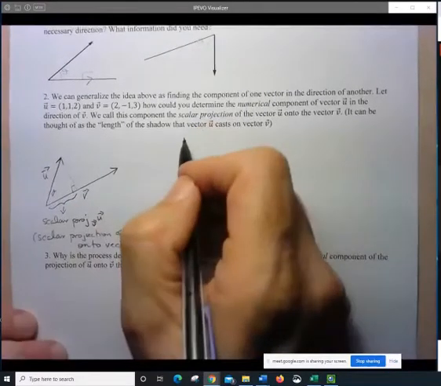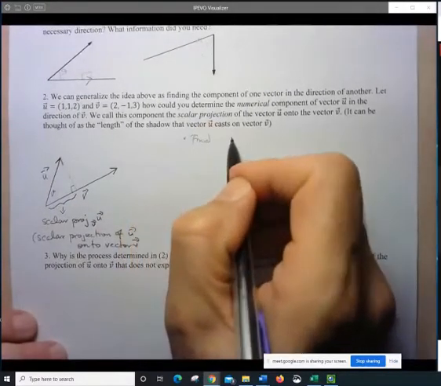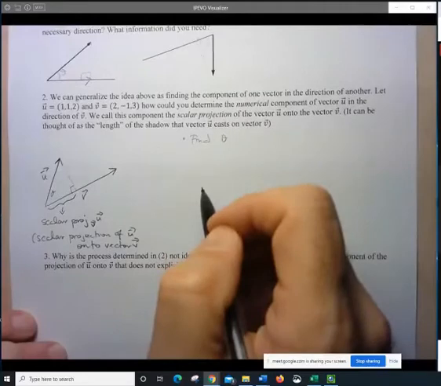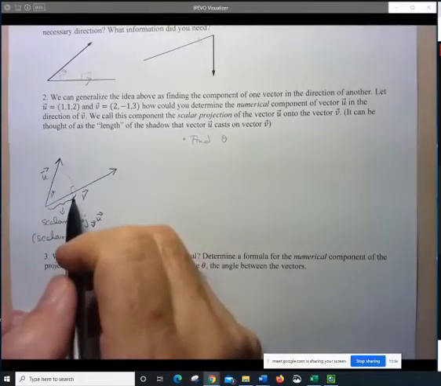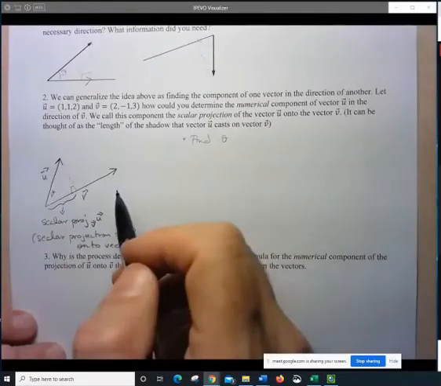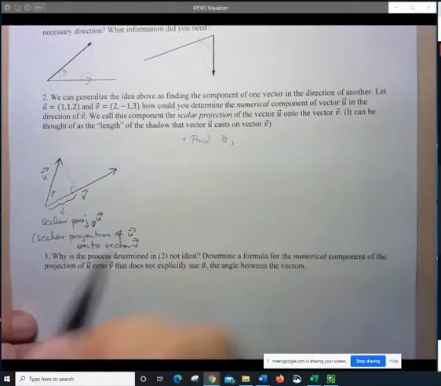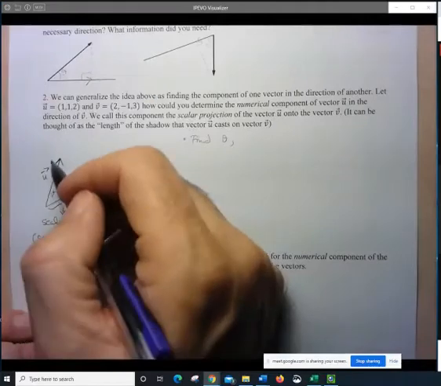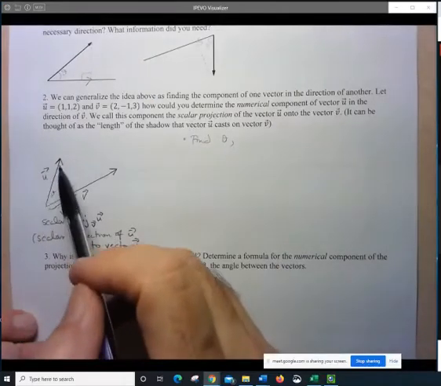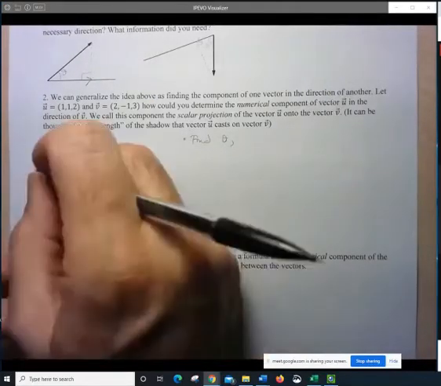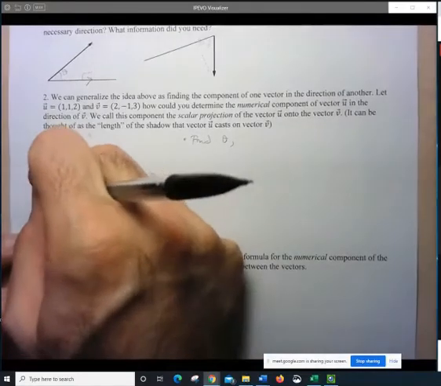Okay, so step number one is find theta, the angle between u and v. And what else would you need to actually calculate? Okay, yeah, might as well find the magnitude of u, because this magnitude of u forms one of the sides in the triangle, in this right angle triangle.